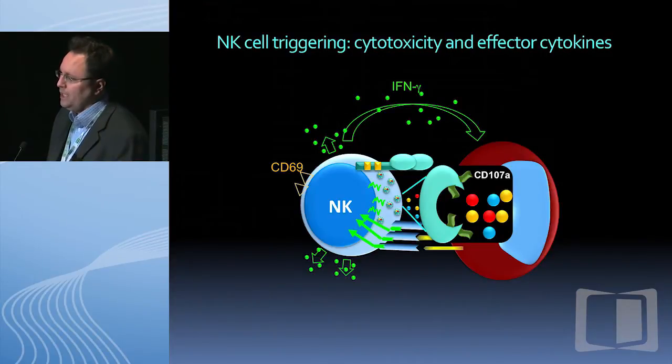So what happens when an NK cell is triggered? There's various effector functions that can be activated. These include production of effector cytokines like interferon gamma, and in addition, these cytotoxic granules are released and mediate the apoptotic-like cell death of that target cell. In this process of degranulation, a protein called CD107A or LAMP1 is released onto the cell surface, and we can use this to track recently degranulated NK cells.